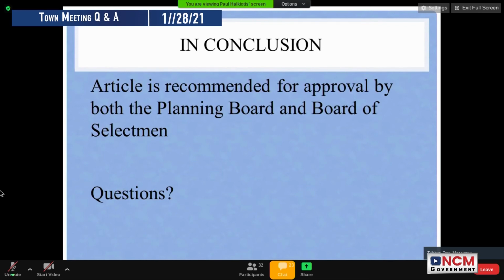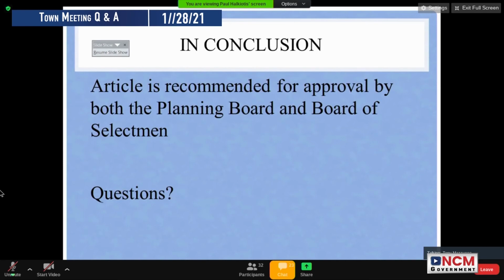So, Paul, if you just want to stay, I can walk everyone through Article 15. Article 15 would just amend a local option to allow what's defined as the South Norwood Business District, which has additional wine and beer licenses. It would extend that area to include the Space Center so that those licenses would be able to be used by businesses at the Space Center.